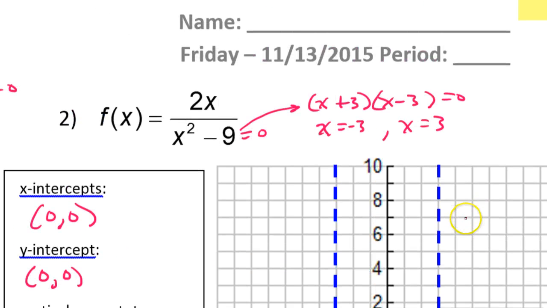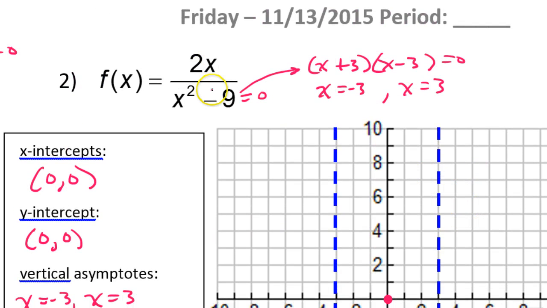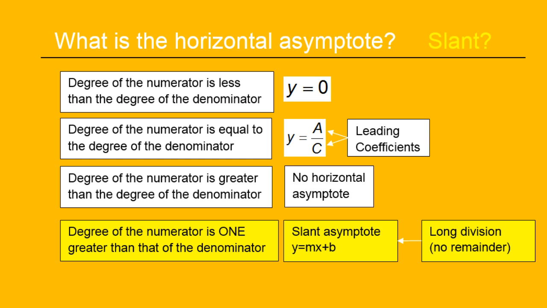Now let's talk about the horizontal asymptote. Anytime you're wanting the horizontal asymptote, you have to stop and look at the degree. You have to ask yourself which one of these three situations you're in. If the numerator degree is less, then the horizontal asymptote is y equals 0. If the numerator degree is equal to the denominator, then you divide the leading coefficients, and that gives you the horizontal asymptote. If the numerator degree is greater than the denominator, then there is no horizontal asymptote.